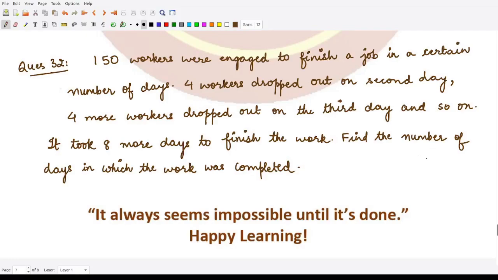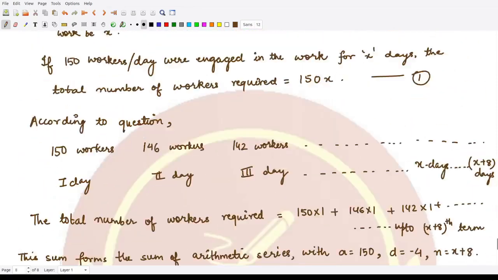Let's move on to the last question of this chapter, which states that 150 workers were engaged to finish a job in a certain number of days. So this is given to us. Now they are saying 4 workers dropped out on the second day. Let's see the condition they are saying.